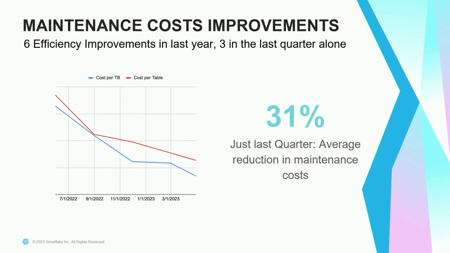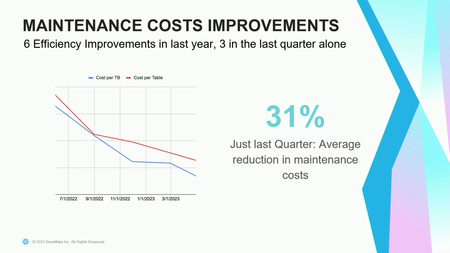The second thing is we are always trying to make these maintenance tasks more and more efficient. So just in the last 1 year, we've done 6 efficiency improvements. As the graph here shows, the cost per TB for indexing your data has drastically come down since last year.